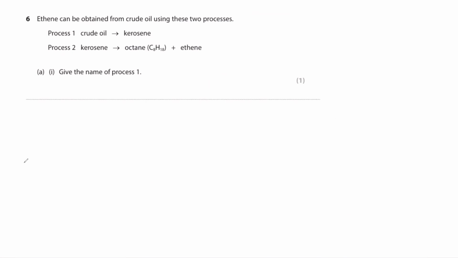Ethene can be obtained from crude oil using these 2 processes. Okay, crude oil, kerosene, octane and ethene. Give the name of the process 1. Let's see how we get this crude oil and we separate them into this kerosene. The crude oil means something you will find underground. So you can find them. Okay, underground is a mixture of hydrocarbons.